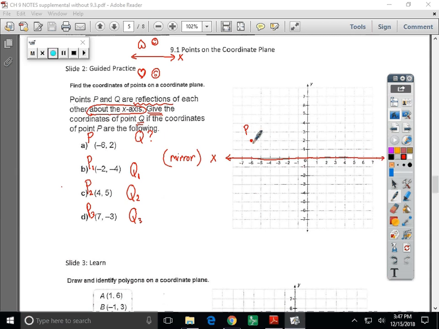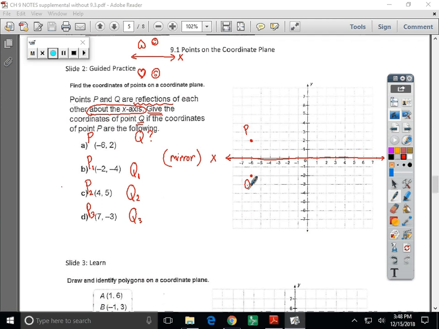If I'm above the mirror, where's my reflection going to show up? Below the mirror. And if I get really, really close to my mirror, my reflection's really, really close. If I get really, really far away, my reflection's really, really far away. Well, I'm 2 away from my mirror, so on the other side, I need to be 2 away. We're going to plot on that same vertical line, that same line of longitude, if you will, but I'm going to move an equal distance on the other side of my x-axis.